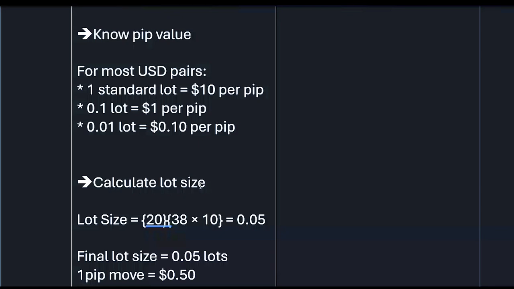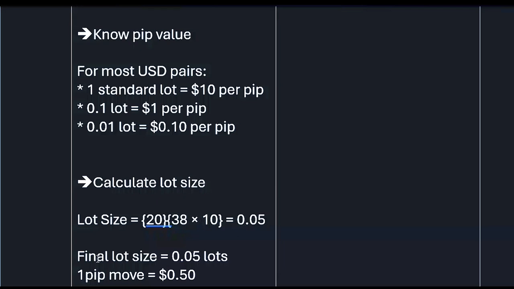Then, to calculate your lot size, if you remember the formula I showed you at the beginning, lot size equals risk amount divided by stop loss in pips multiplied by pip value. Now we have determined the pip value to be 10. So 20, as we confirmed from above, because we have an account of $1,000 and 2% of it is 20, that is our risk amount, divided by our stop loss in pips, as we calculated just now, 38, multiplied by this pip value. This gives us 0.05.